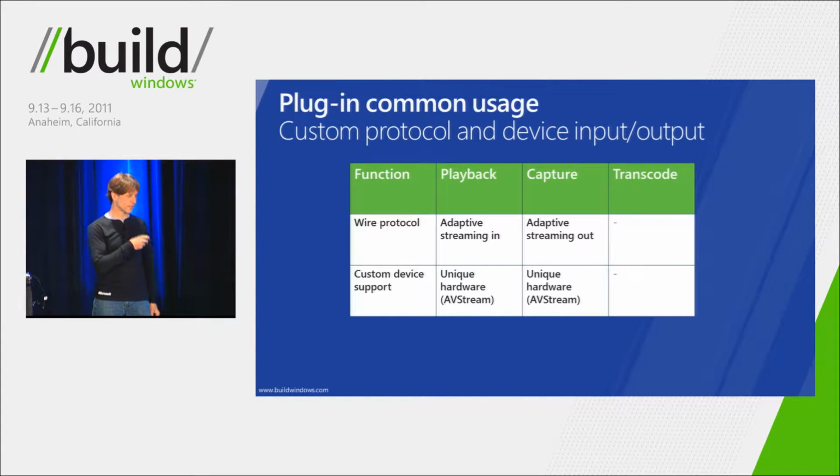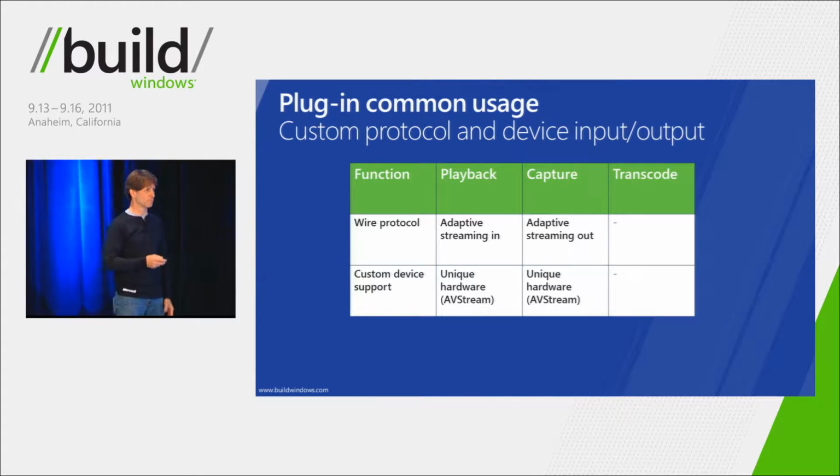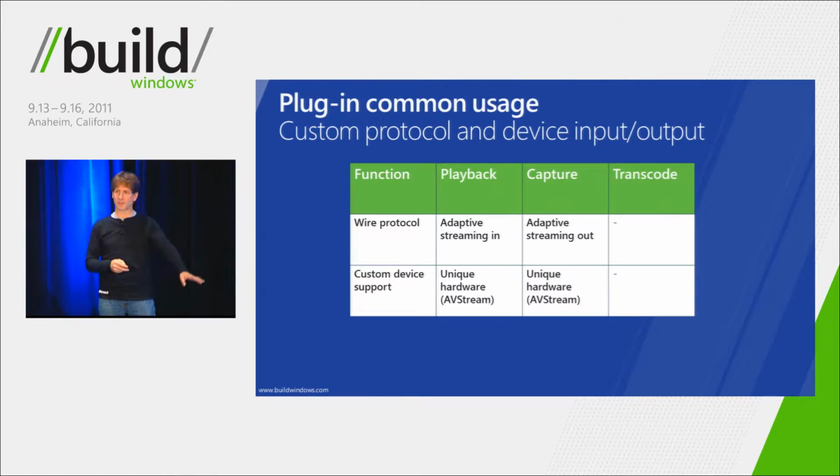And so some of the things you might do, you can implement your own adaptive streaming. You could have completely unique I/O, but mainly what we require is that type of I/O should be AV stream, which is within the kernel streaming model that we have, in order to best interoperate with our system. That's what the webcam capture does today.